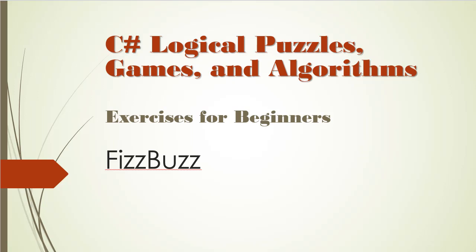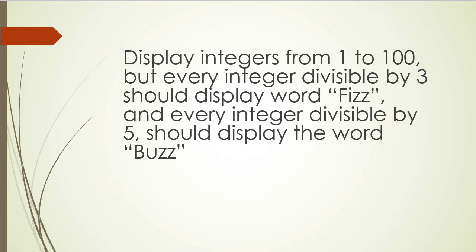In this video, we will continue to explore loops and recursion by coding a classic C# exercise you are likely to do during your job interview. It's called FizzBuzz. Now the exercise instructions are very simple. We are to display integers from 1 to 100, but every integer divisible by 3 should display the word fizz, and every integer divisible by 5 should display the word buzz. So the output should look something like this.